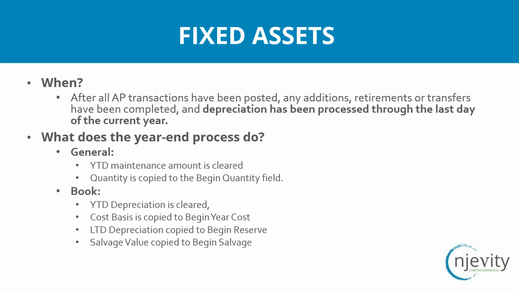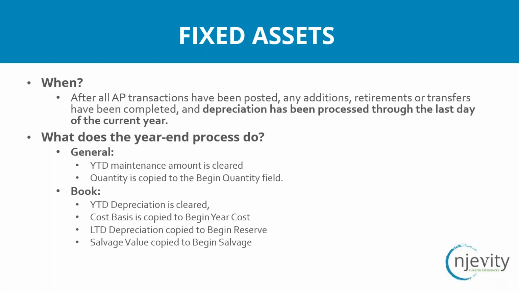Fixed assets. So after all of your PO and AP transactions have been posted, any additions, retirements, and transfers have been completed. The reason we put that in there is because if you are linking your AP to your fixed assets. If you do not have AP and purchase order linked to fixed assets, then that first line probably doesn't make any sense to you and you can just ignore it. But with that, you need to make sure you get your additions, retirements, transfers, all of those completed, and that you have run depreciation through the last day of the current year. Notice that that is bold. Once you close fixed assets, you cannot go back and run depreciation for the closed year. So you need to make sure you get all of your I's dotted and T's crossed before you close fixed assets.